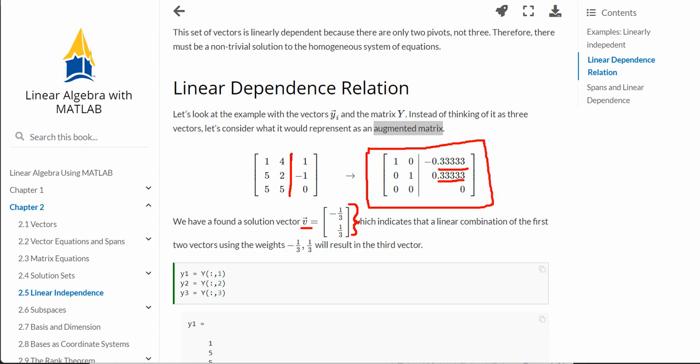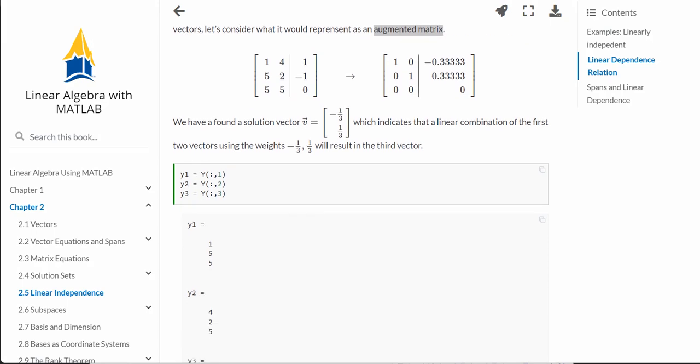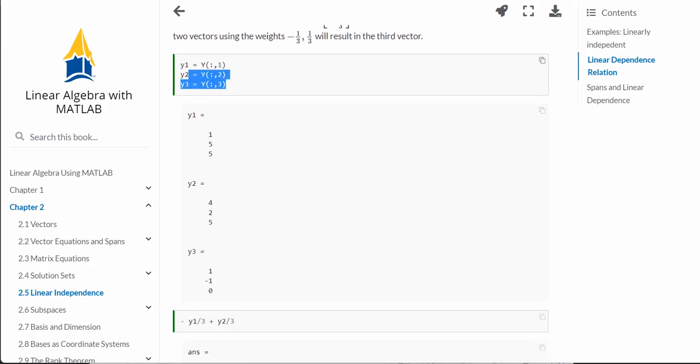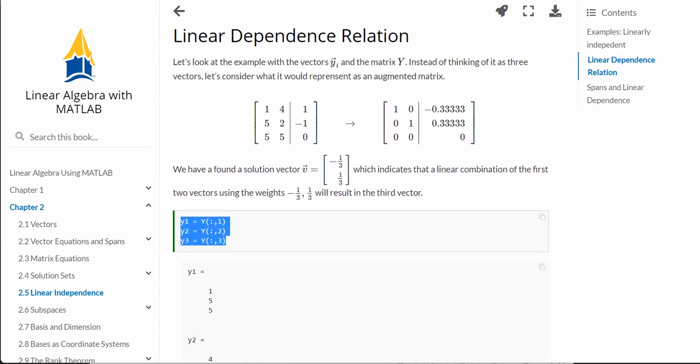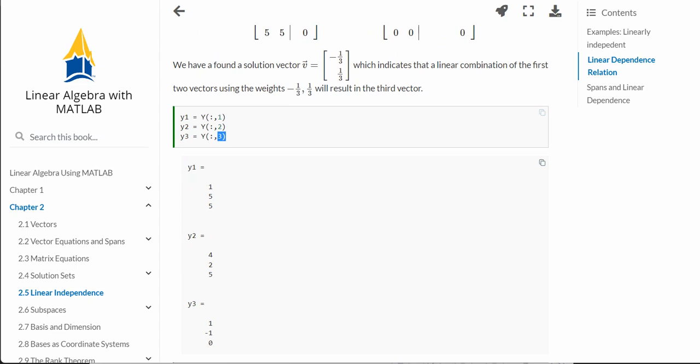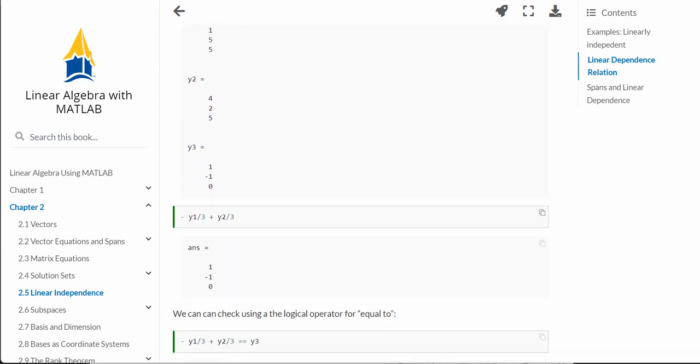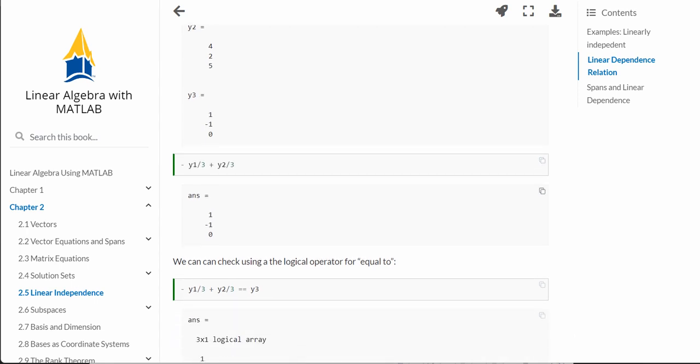Okay, and then I go through some math in the code that makes sense, and you can check it out. Again, just creating the 3 vectors. Sorry, the matrix is called Y, so this is taking the first column of Y, the second column of Y, the third column of Y, and it spits out Y1, Y2, Y3, just like we need it to. And then I'm doing minus Y1 divided by 3 plus Y2 divided by 3. That is the linear combination if you think about it. And notice what we get: 1, negative 1, 0.